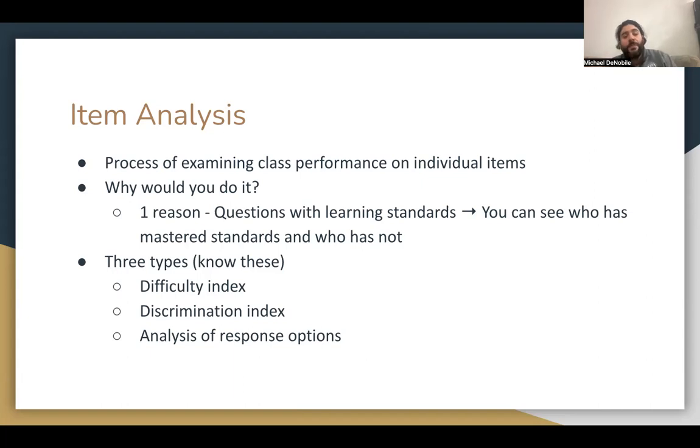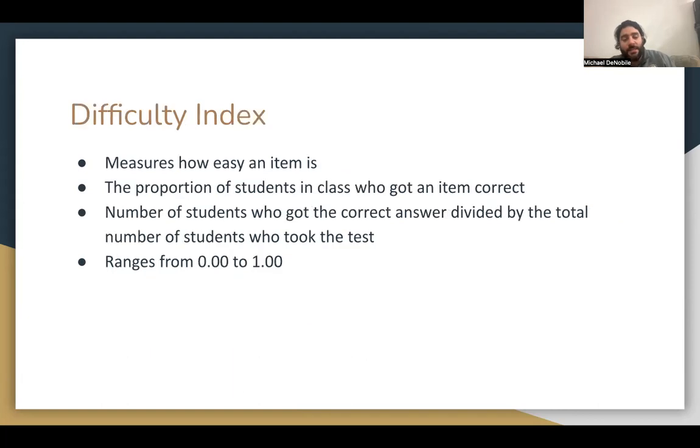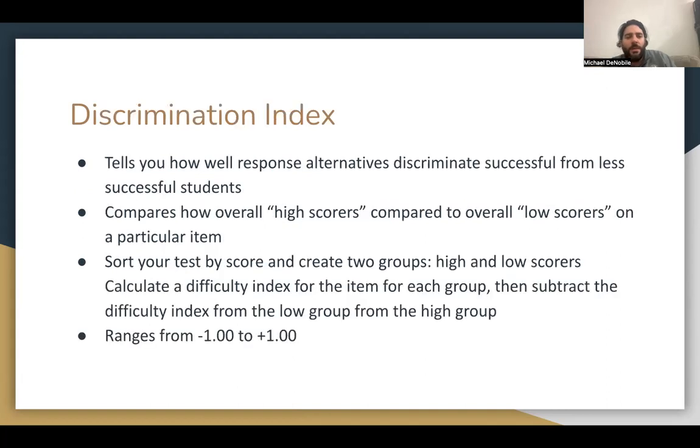And then there's 3 types of item analyses. Know these, going to be on your test. The difficulty index, the discrimination index, and the analysis of response options. The difficulty index measures how easy an item is in the test. The proportion of students in class who got an item correct, the number of students who got the correct answer divided by the total number of students who took the test. The difficulty index ranges from 0 to 1.